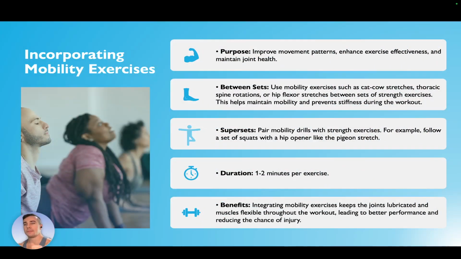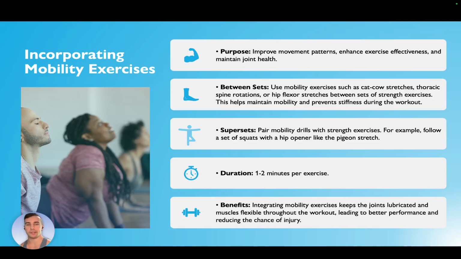The next point I want to mention is incorporating mobility exercises. Like I mentioned, reiterating this again, this is to improve movement patterns, enhance exercise effectiveness, and maintain joint health. So between sets, use mobility exercises such as a cat-cow stretch, thoracic spine rotations, or hip flexor stretches between sets of strength exercises. This helps maintain mobility and prevents stiffness during the workout.